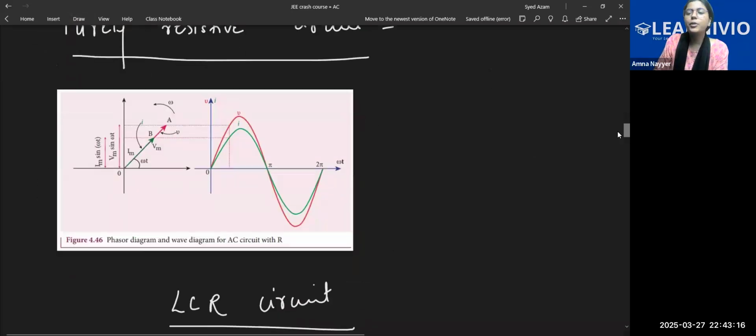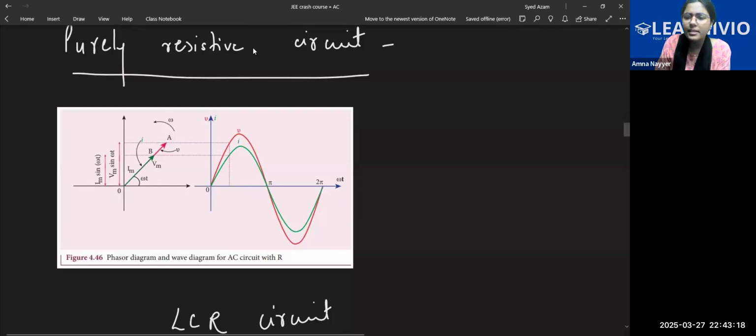Now coming to purely resistive circuit, we are not doing this in detail because resistors and all we have studied a lot in the DC circuits also. So the difference is that here you are going to use the variable voltage V is equal to V naught sine omega t and all. That will be the difference that will come.